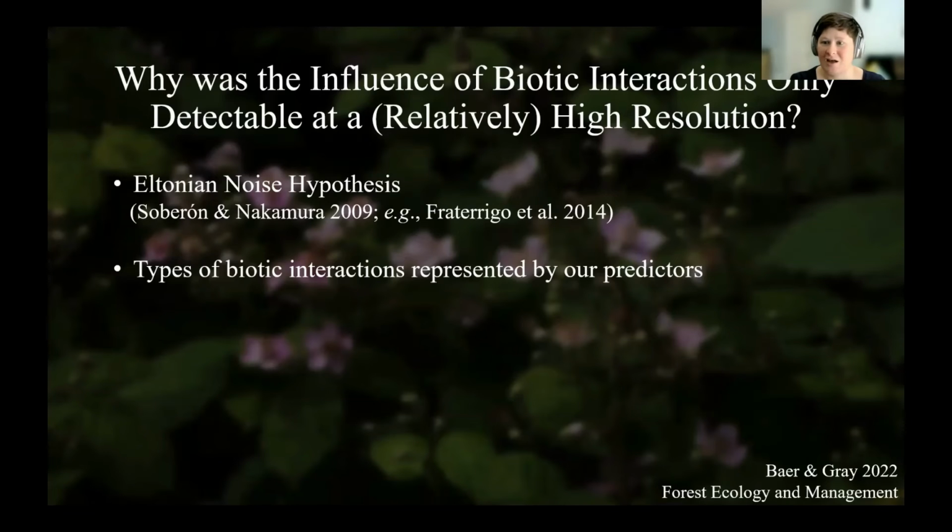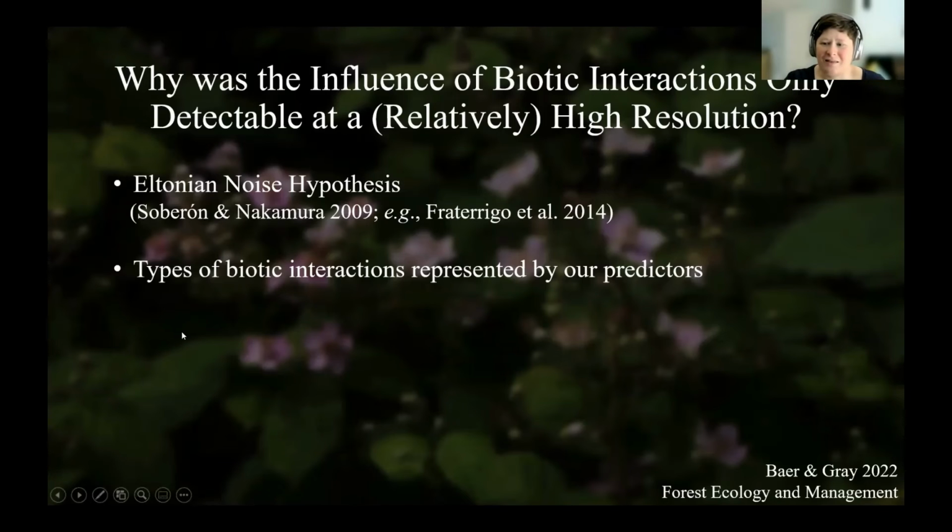But the first is the ideas underlying the Eltonian noise hypothesis, which basically says that biotic interactions happen at such a fine spatial scale that once you start to aggregate pixel sizes more and more, as you make the resolution less and less, it just turns into noise and becomes unintelligible and uninformative in these more coarse scale models. So that's one possibility, that they just became uninformative beyond a 1 kilometer pixel size.